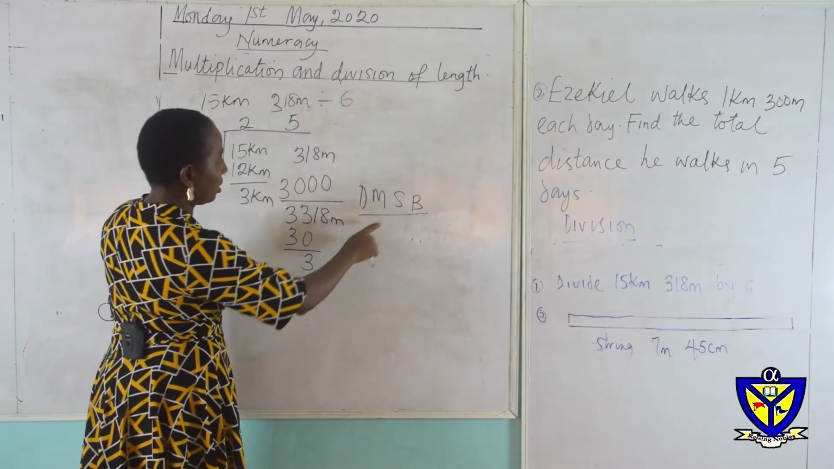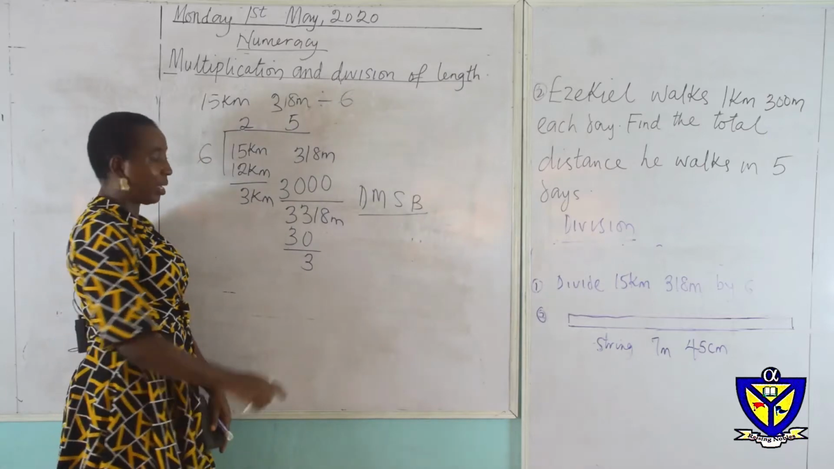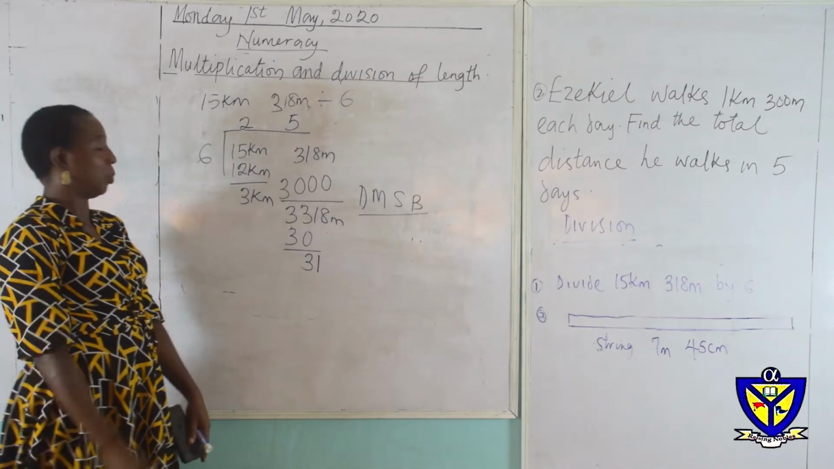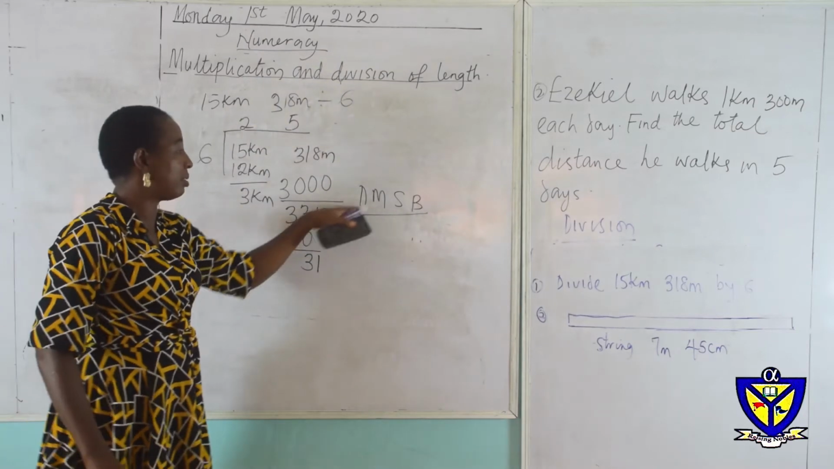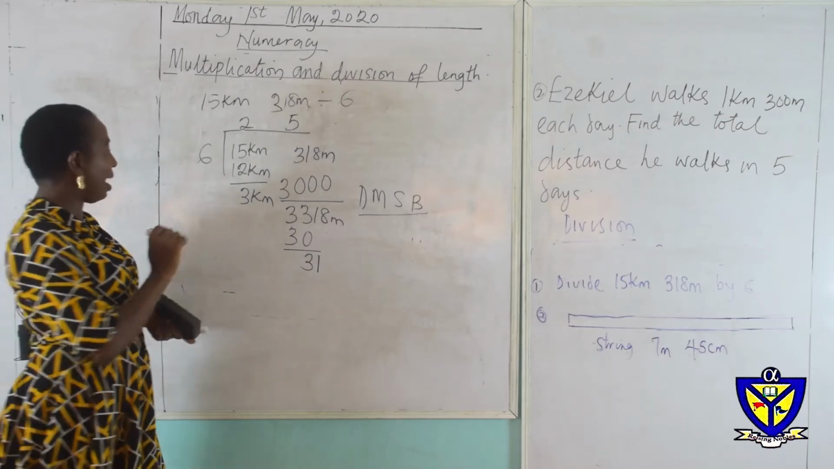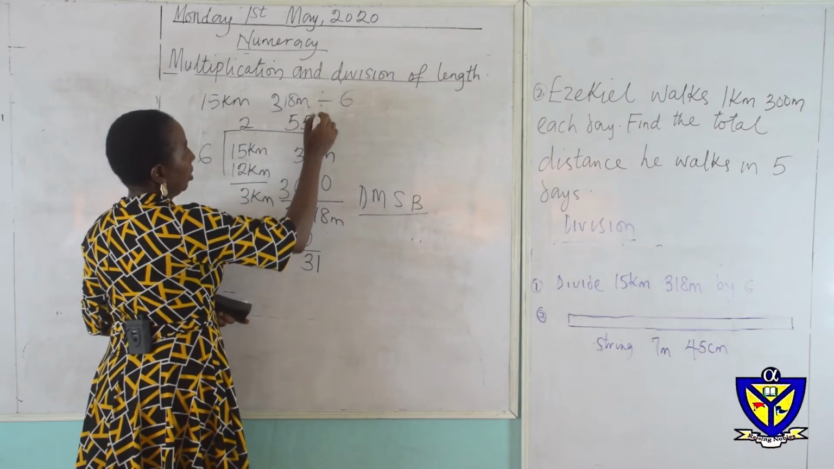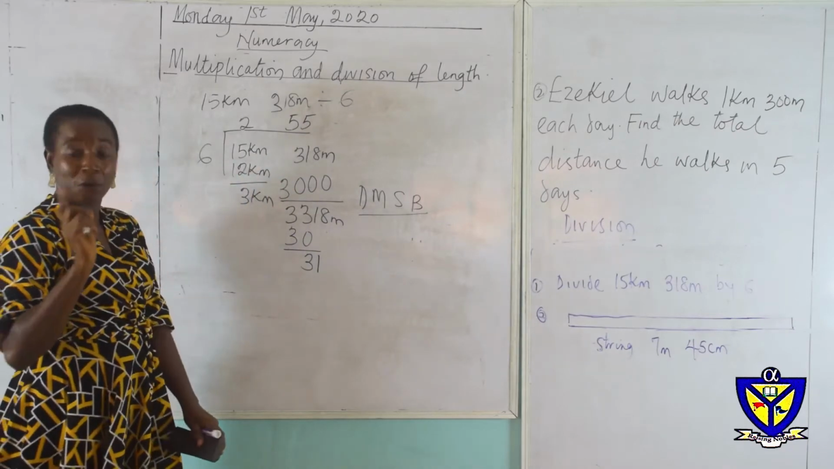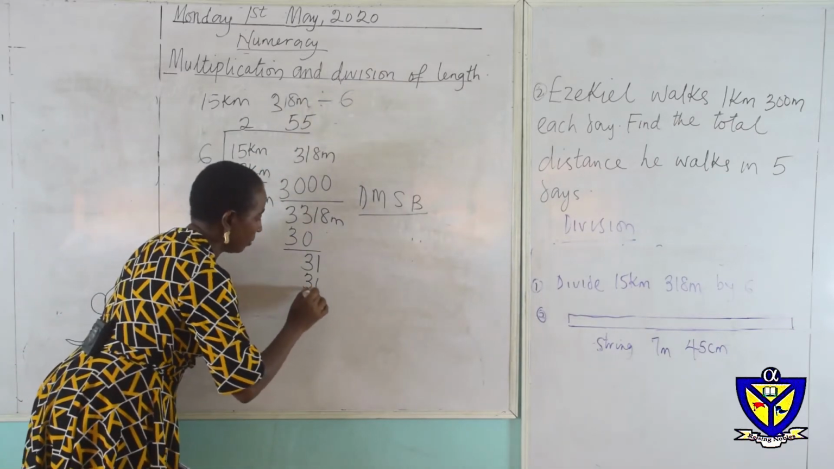And the next one says bring down. What are you bringing down? You bring down your 1. That's 31. Now, you go over it again. How many 6 can you have in 31? Of course, 5. The next says you multiply. 5 times 6, of course, you're still going to have 30.